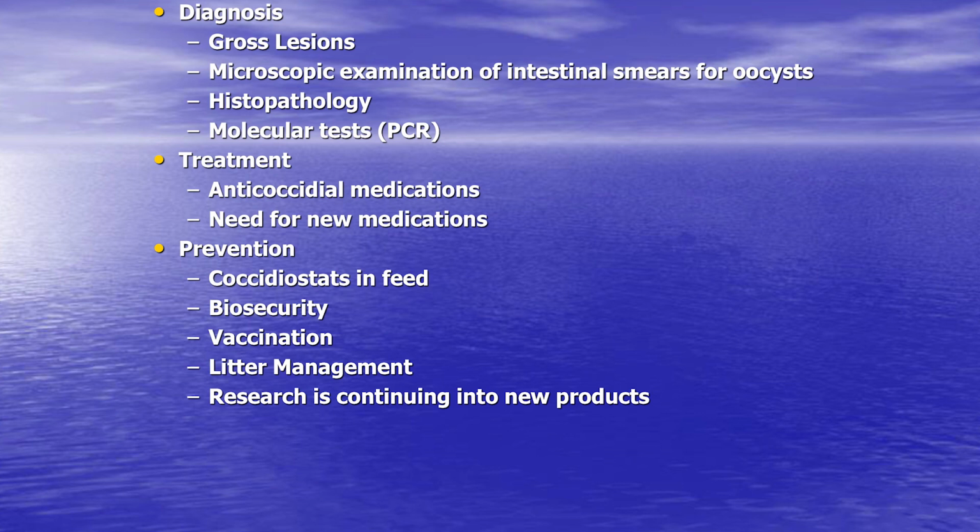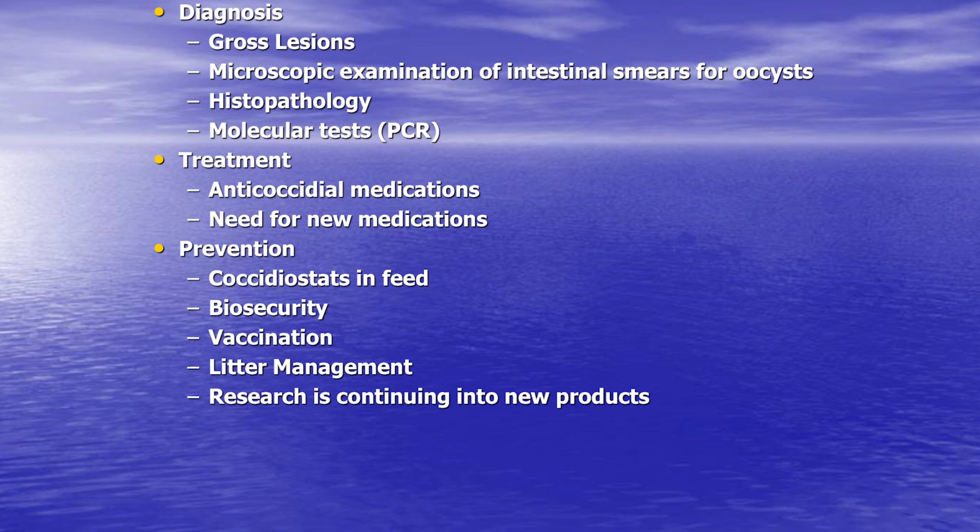Histopathology, a microscopic examination of the intestinal tract, looking for some of the other early lesions, can be done. And then molecular tests, such as a PCR test. There are ways to treat. If we have an outbreak, we can treat with anticoccidial medications. We also have a very strong need for new medications because we do see resistance to these. You may be on what's called a shuttle program of changing a coccidial medication in there for your birds. Depends on what the company does.